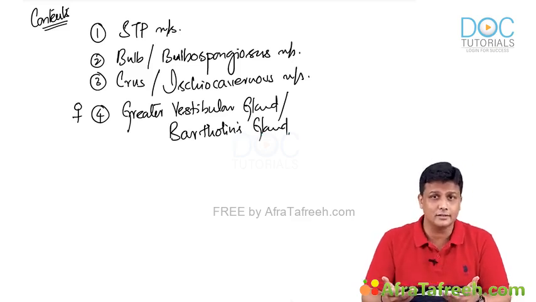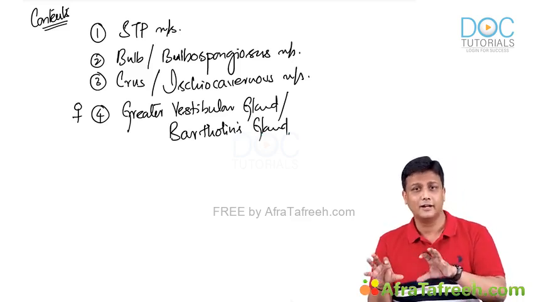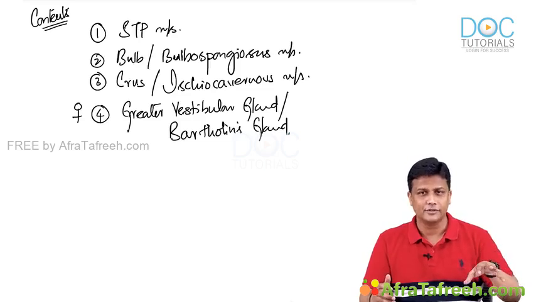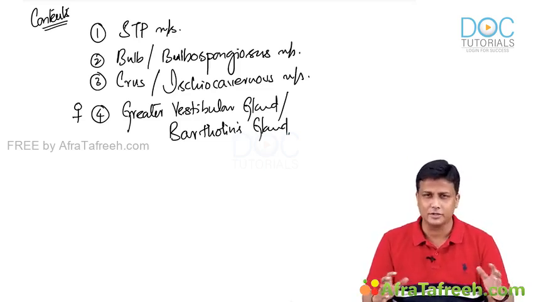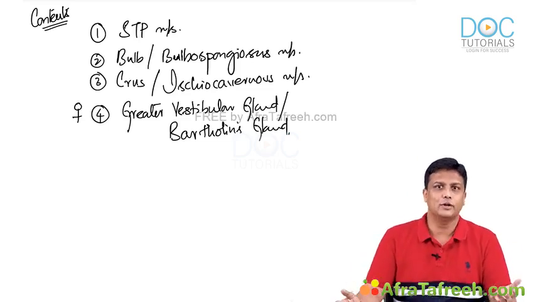It doesn't make any sense. So most of the time it will be all about the contents present in one pouch, except one. Similarly, all the contents present in superficial perineal pouch, except one. These types of questions will come, and they will never give you the contents present in both the pouches there. So you don't have to worry about them.